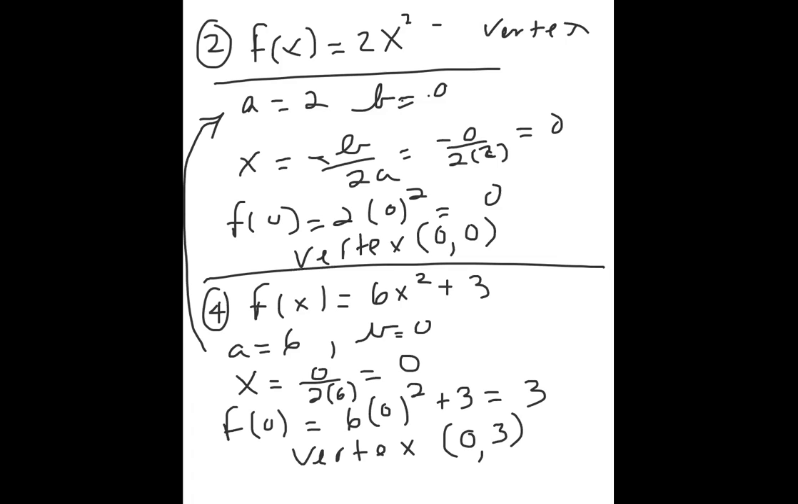All right, guys, we did number 6 already. So I'm moving on to number 7. And remember, I'm just going through these and finding the vertices, all right? F of x equals negative x squared minus 6x minus 5. Again, a for this one is negative 1. b is negative 6, okay?